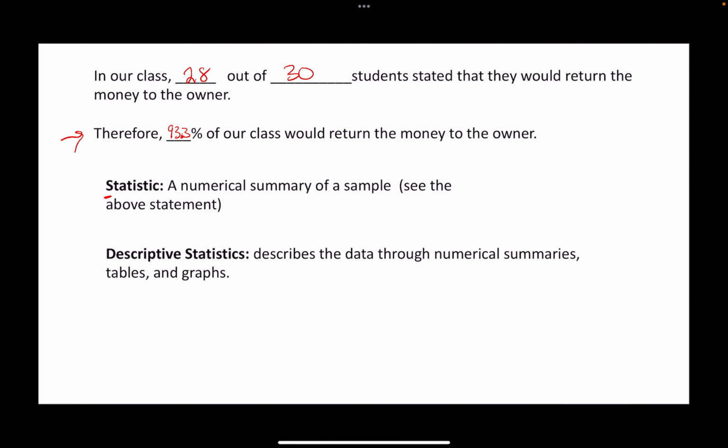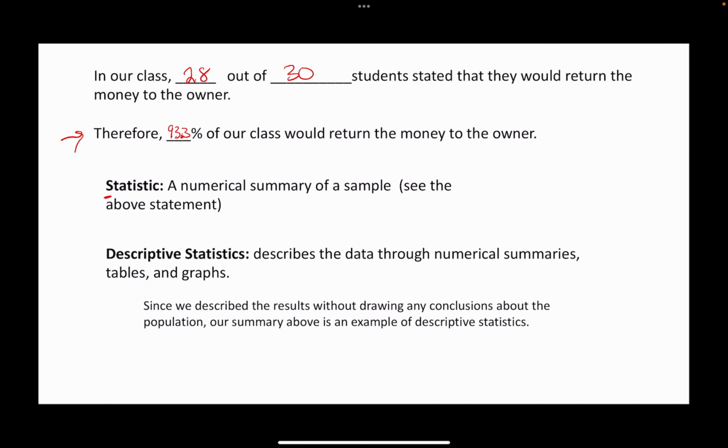Feel free to pause the video, of course, if you want to write down any notes. Hopefully you printed out the PowerPoint, and you're just writing directly on it. We described the results without drawing any conclusions, so this is descriptive statistics. It is just descriptive statistics until I draw conclusions. As soon as I draw conclusions, then we are moving on.